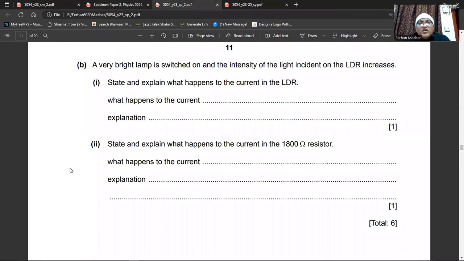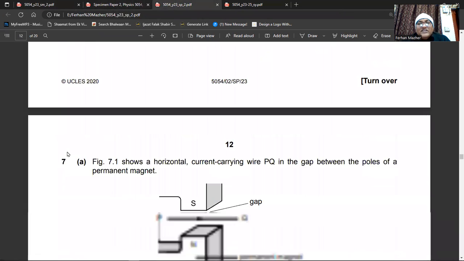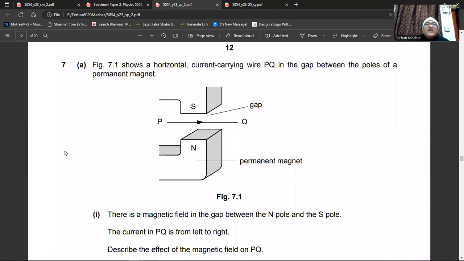Okay. So we are going to the next question. The next question on your screen is question number 7. He says, figure 7.1 shows a horizontal current carrying wire PQ in the gap between the poles of a permanent magnet. Okay. So here we have a current carrying coil. The current is going in this direction. The magnetic field is going upward. North is down at the bottom and the south is above. So the magnetic field is in the upward direction.